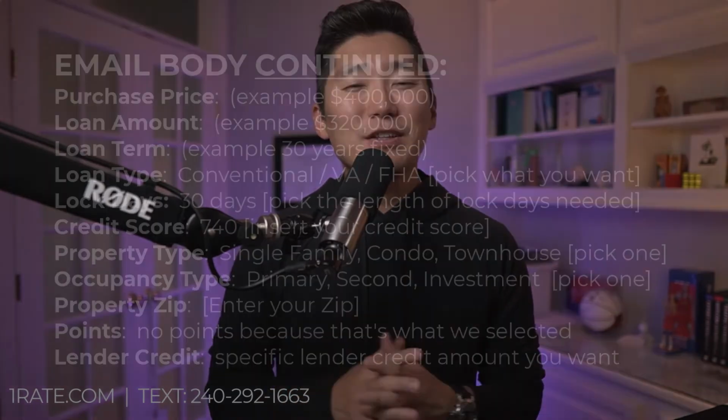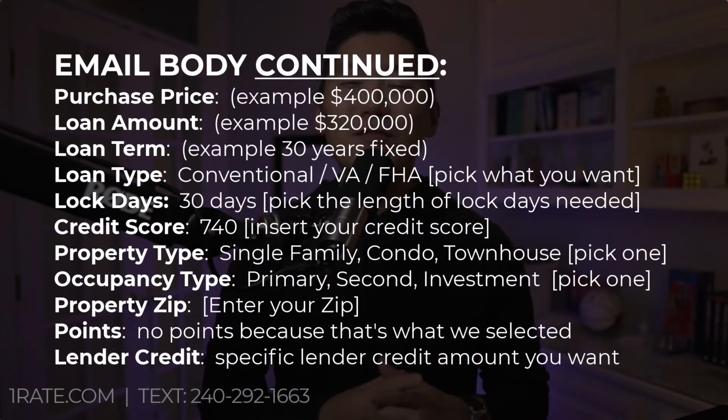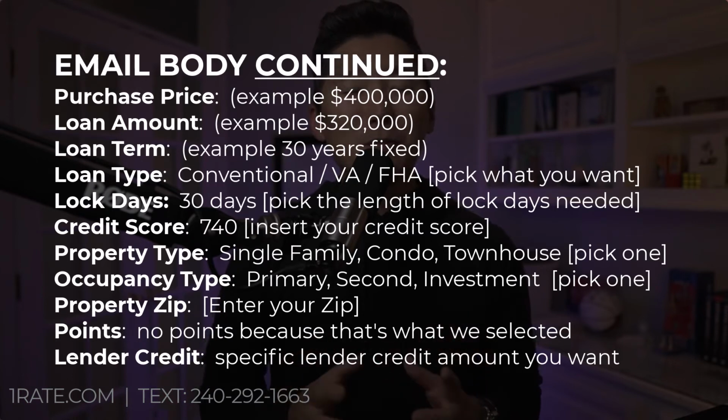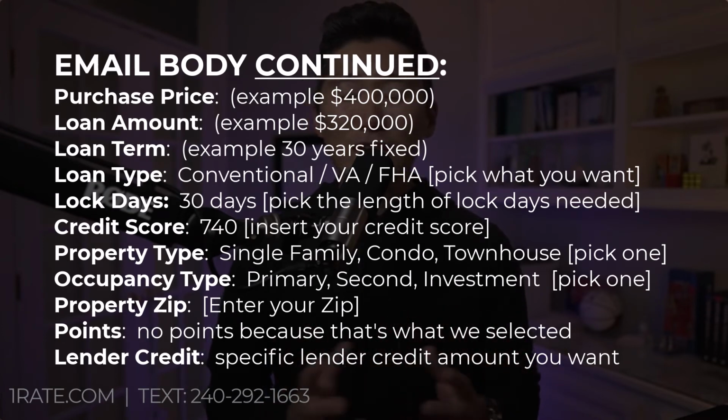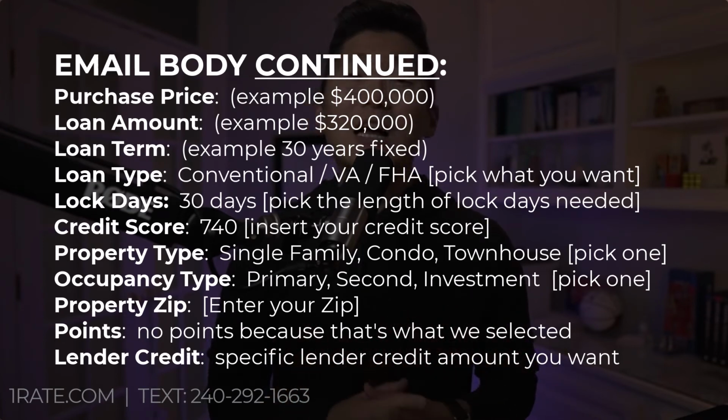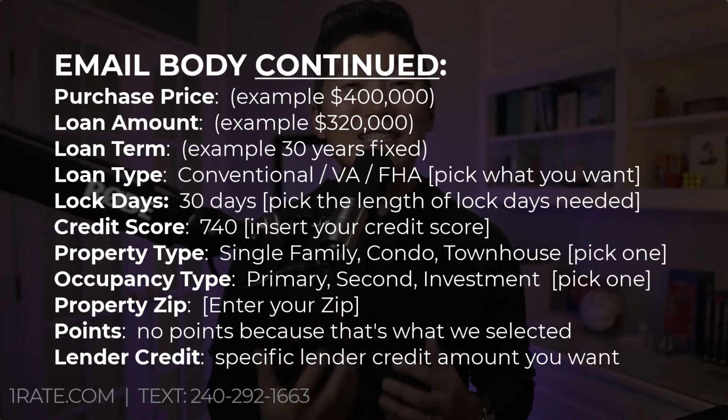So then next in the email body is purchase price, whatever your purchase price is, loan amount, whatever you're deciding after the down payment if you're buying a home, and then loan term, what you're deciding to do. Is it a 30-year fixed, 15, 20, whatever you're looking for? And then loan type, is it a conventional, VA, FHA? So you got to pick what you want. And then lock days. How many days do you need to lock this rate to make sure that you get this loan done in time? Credit score. So input your credit score.